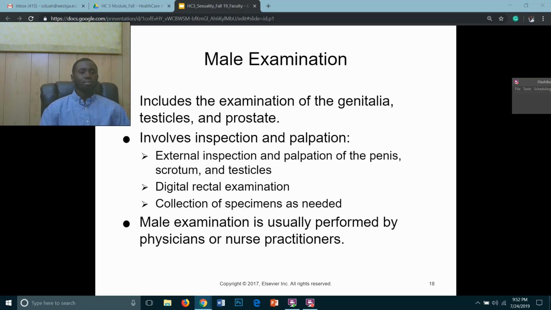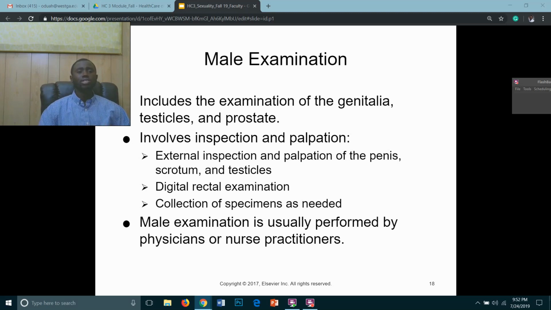In assessing the male, the nurse has to examine the genitalia, which involves the inspection and palpation of the genitalia. So, external inspection and palpation of the penis, scrotum, and testicles for testicular descent, ulcerations on any part of the penis or the testes, or penile abnormalities, such as if the meatus is underneath the penis or in the right position.